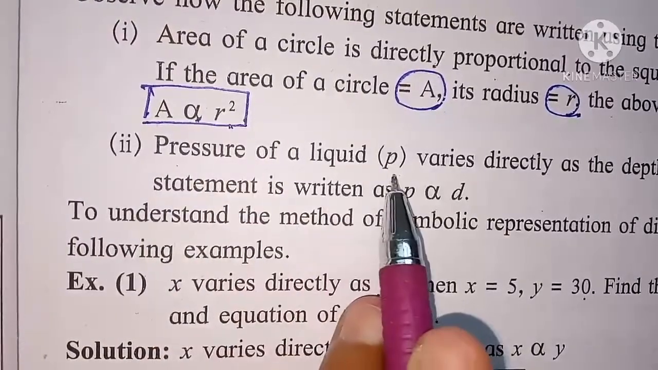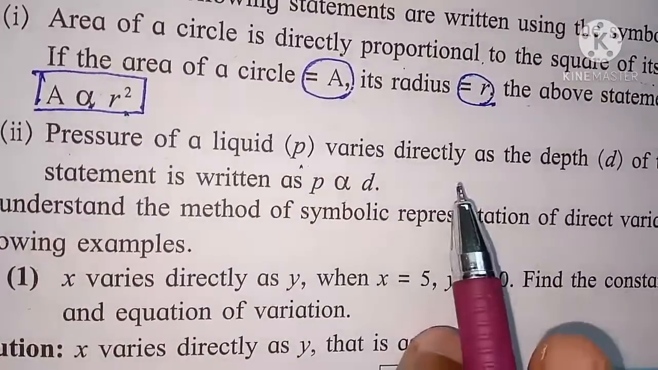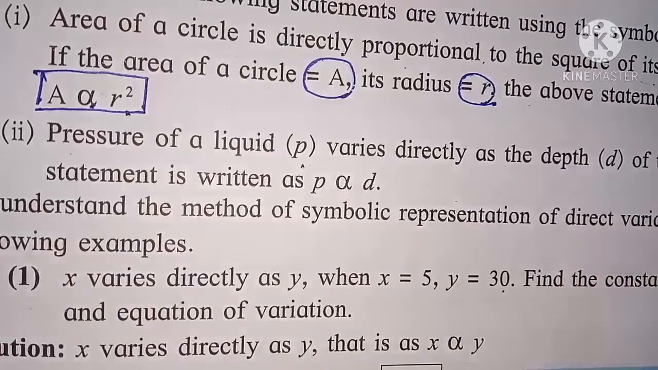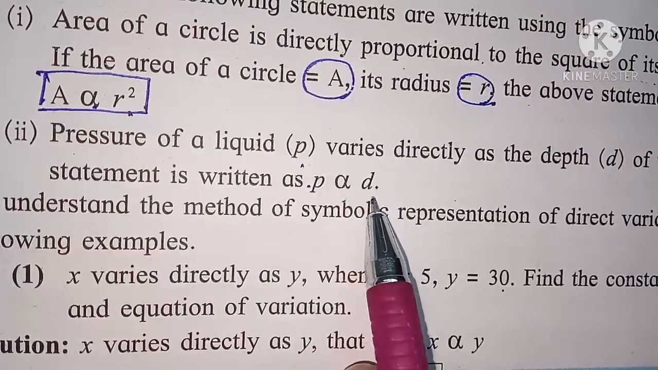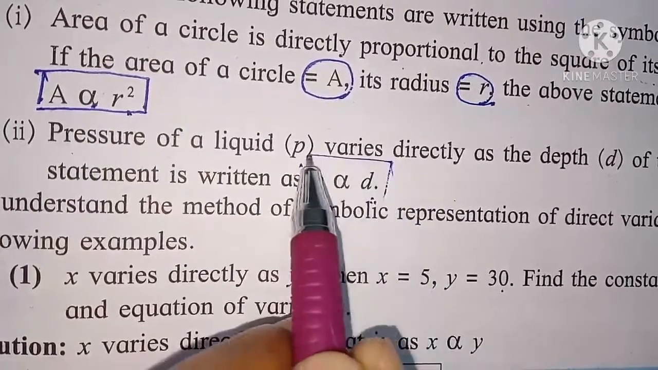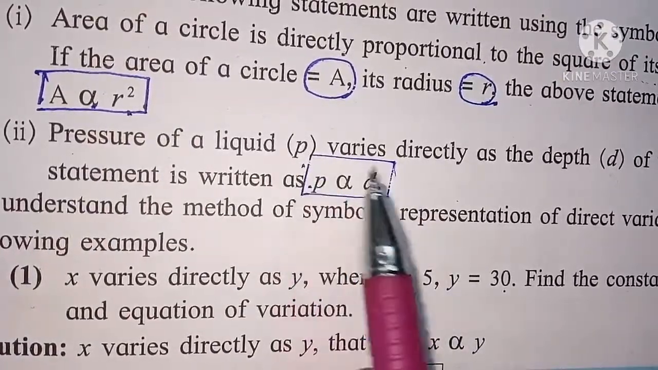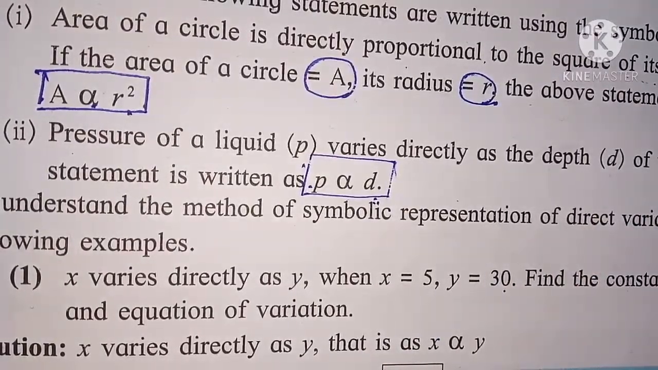Now, the pressure of a liquid P varies directly as the depth D of the liquid. This statement is written as pressure is directly proportional to D, that is depth. This is direct variation between the pressure of the liquid and the depth of the liquid. Now, to understand this symbolic representation of direct variation, we are going to study some examples and practice set 7.1.